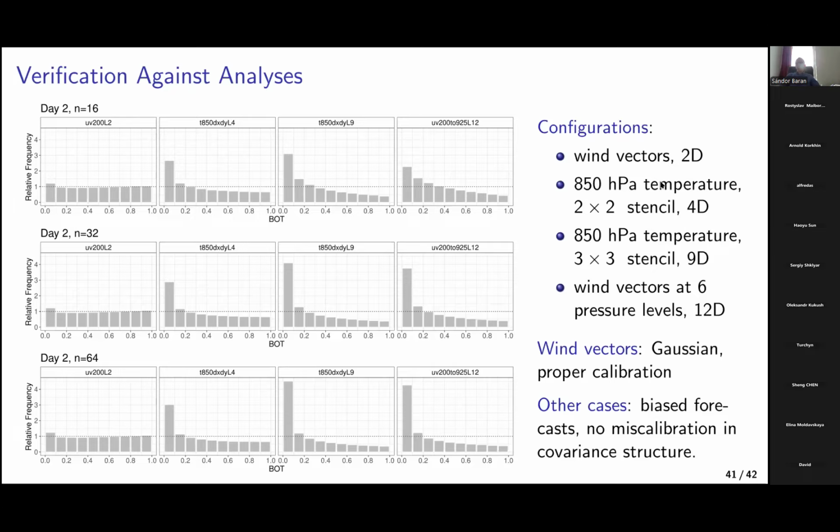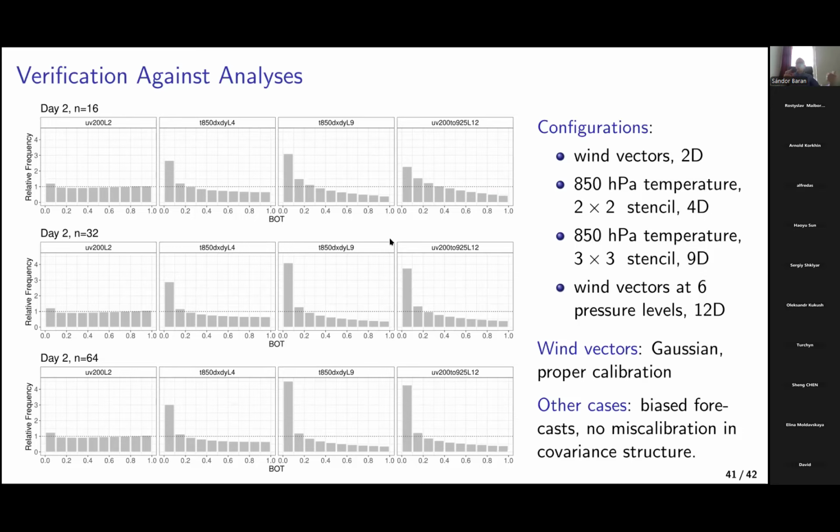So for temperature and horizontal dependence, 2x2 and 3x3 stencils, they are not Gaussian. And what you can see is a bias towards the lower bins. And for the 12-dimensional case, wind vectors at 6 pressure levels, we see the same. So what we see here is some kind of bias, but these figures are similar to the simulation figures where we have the biased data.